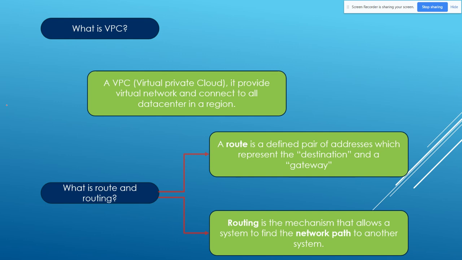But in AWS it is not a very crucial part because it has very straightforward routing. So you need not think about the routing mechanism as you do in your on premises. So this is very straightforward.